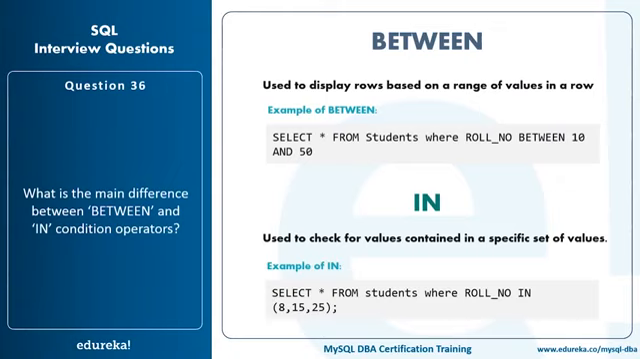So if you have to explain with an example for BETWEEN and the IN condition operators, then you can use the example on the screen. You can just write a query like SELECT * FROM students WHERE roll_number BETWEEN 10 AND 50. So all those records from the students table would be selected whose roll number stands between 10 to 50. Coming to the IN condition operator, you can use a query like SELECT * FROM students WHERE roll_number IN (8, 15, 25). So all those records from the students table would be selected where the roll number would be either 8, 15 or 25. So guys, that is the main difference between the BETWEEN and the IN condition operators.